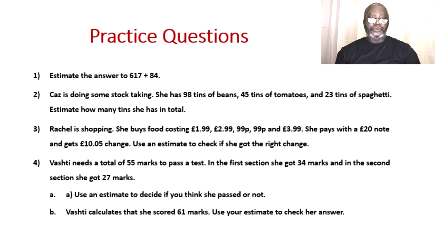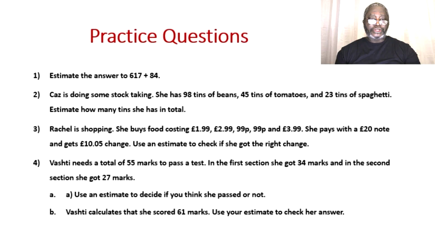Number 3, Rachel is shopping. She buys food costing £1.99, £2.99, 99p, 99p, and £3.99. She pays with a £20 note. She gets £10 and 5 pence change. Use an estimate to check if she gets the right change.